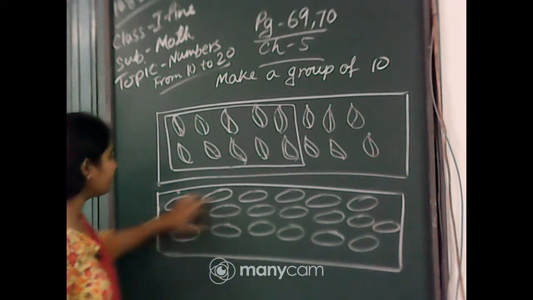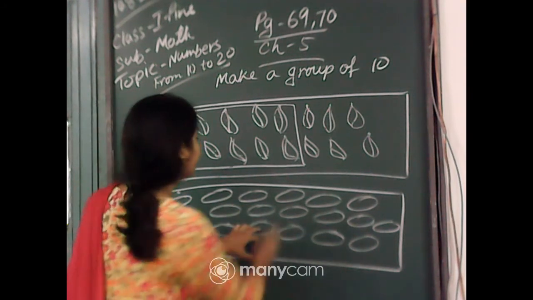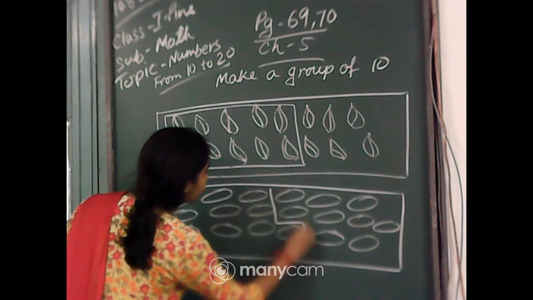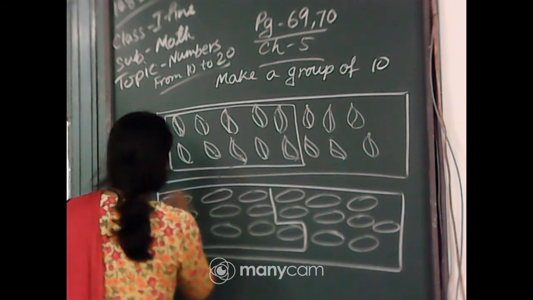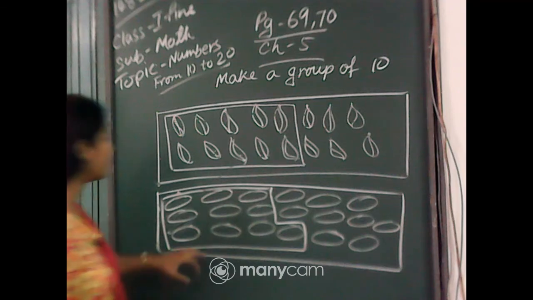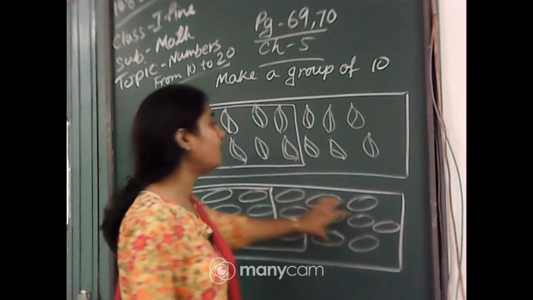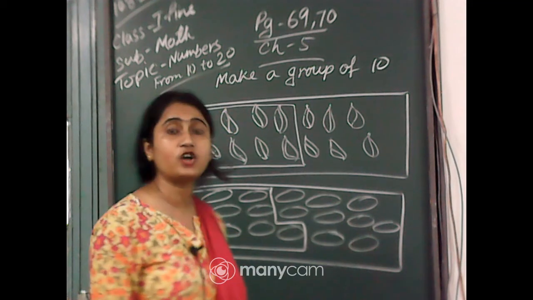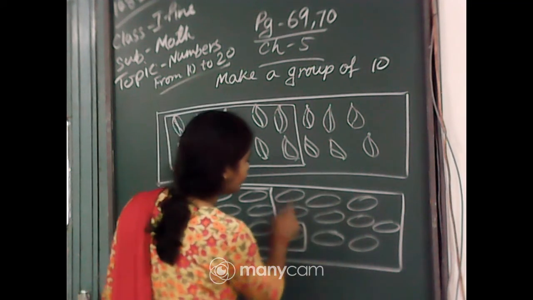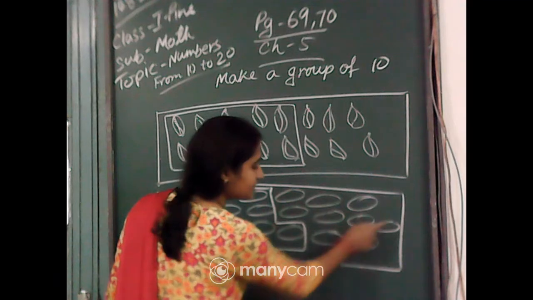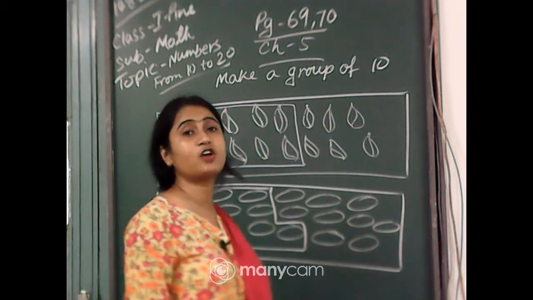1, 2, 3, 4, 5, 6, 7, 8, 9, 10. So make a group of 10 chocolates. So this is a group of 10 chocolates. And how many are left? How many are not in a group? 9. 1, 2, 3, 4, 5, 6, 7, 8, 9. 9 chocolates are not in a group.